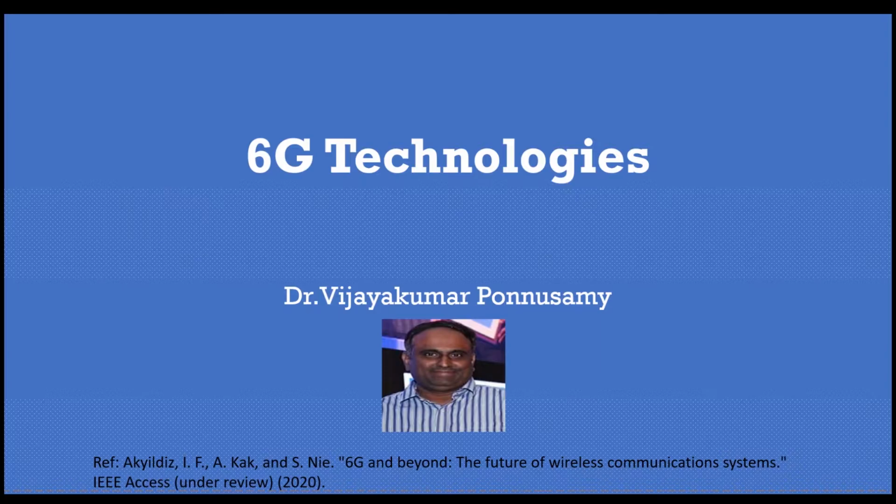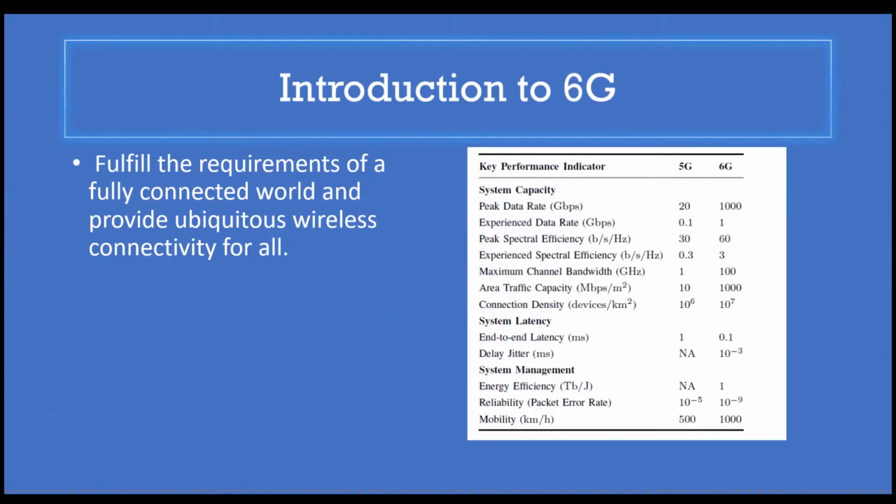In this session, we are going to review the key technological elements required to realize the 6G network. The idea behind the 6G network is to fulfill the requirement of a fully connected world and provide ubiquitous wireless connectivity for all. Here, the fully connected world represents everything, anything, connected to the internet.